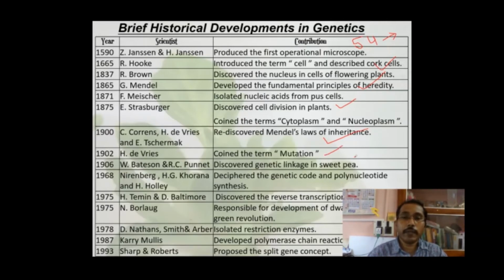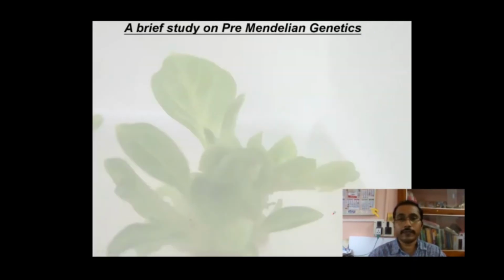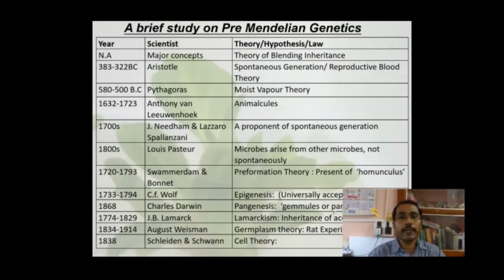Then mutation, with terminologies like mutant, recon and cistron. After that, post-Mendelian discoveries like reverse transcription are also important, along with some important plant breeding events. Then genetic engineering events, restriction enzymes, and the polymerase chain reaction technique, which was developed. So I will discuss these here.